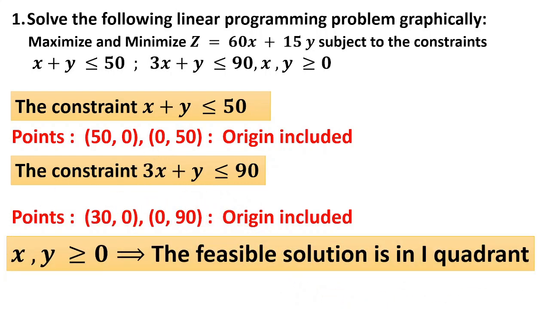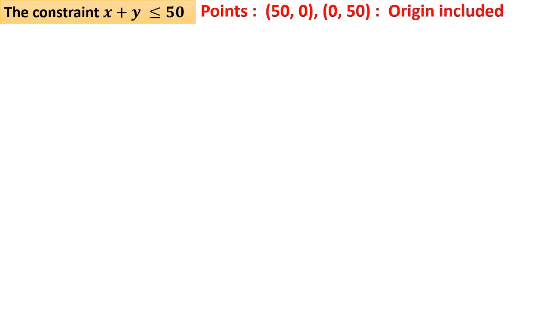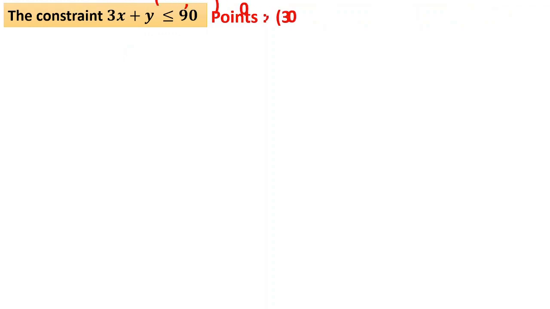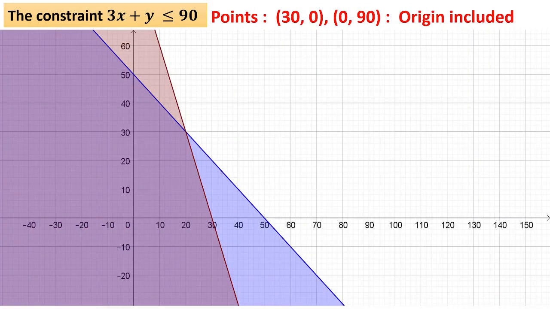Now, x, y greater than or equal to 0 tells me that the feasible solution is in the first quadrant. Let me try to draw the diagram now. First, let me take x plus y less than or equal to 50. These are the points and the origin is included. This is the solution, very simple: it will go downwards because the origin is at the bottom, not at the top. Let me go to the second line now. In the same graph, I will draw 30, 0 and 0, 90, in another color. Here also the origin is included.